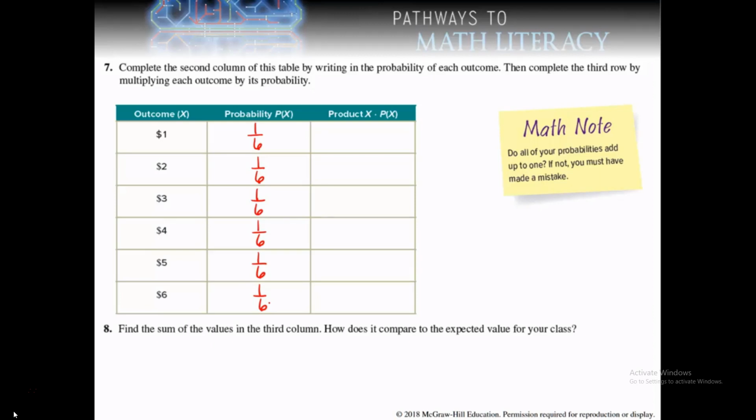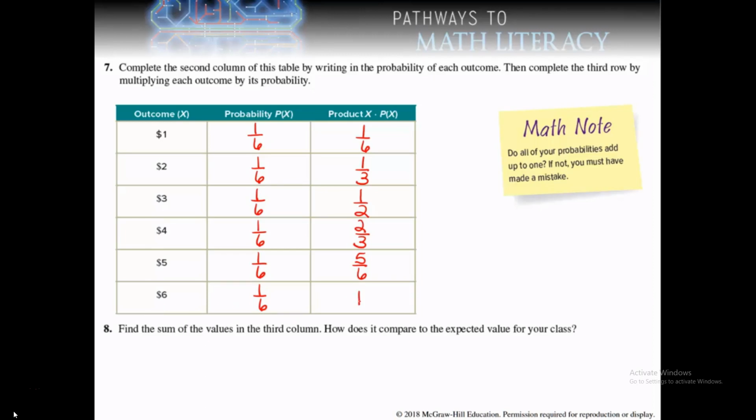So $1 times 1/6 gives us 1/6. $2 times 1/6 gives us 1/3. $3 times 1/6 gives us 1/2. $4 times 1/6 gives us 2/3. $5 times 1/6 gives us 5/6, and then $6 times 1/6 gives us 1.